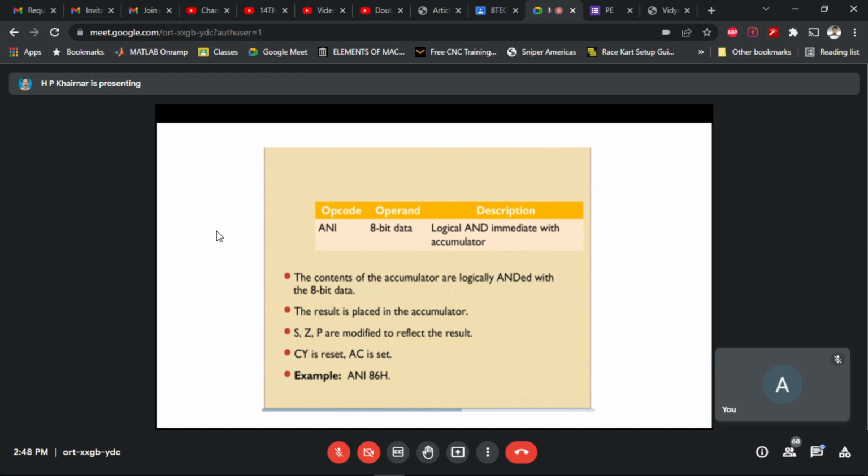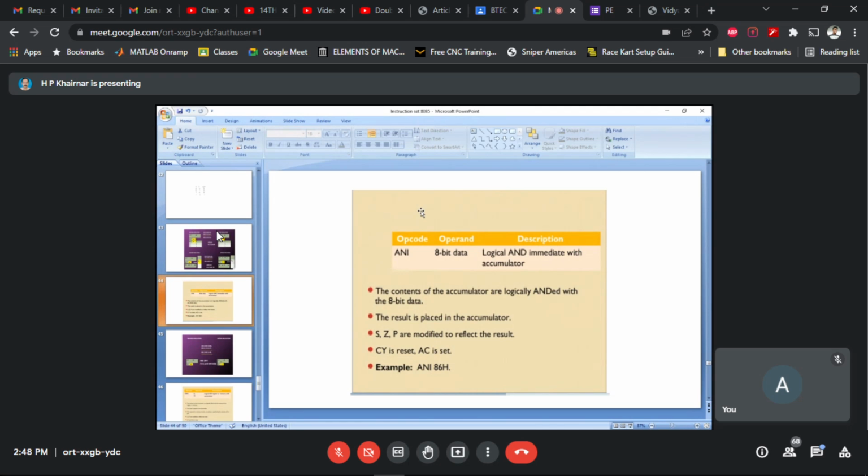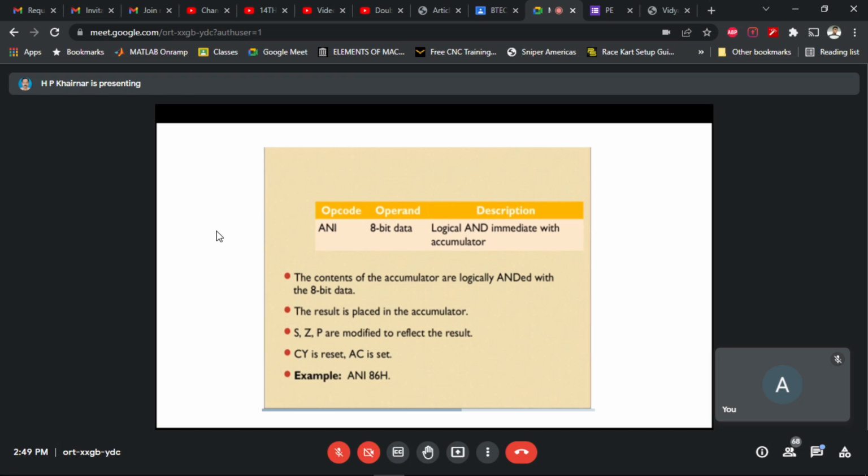Then a slight modification to that instruction: you can have the ANI instruction. It means logically AND immediate with accumulator. The contents of the accumulator are logically ANDed with 8-bit data. The result is placed in the accumulator.